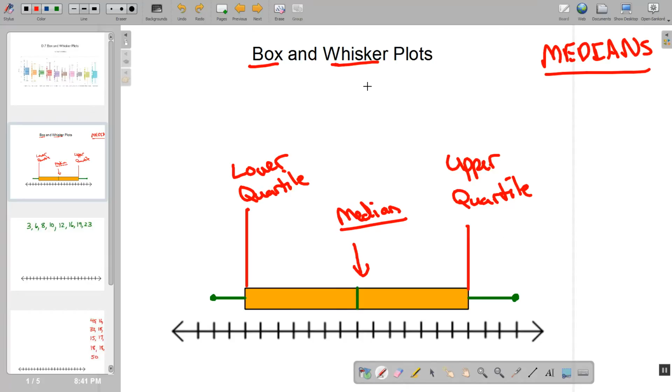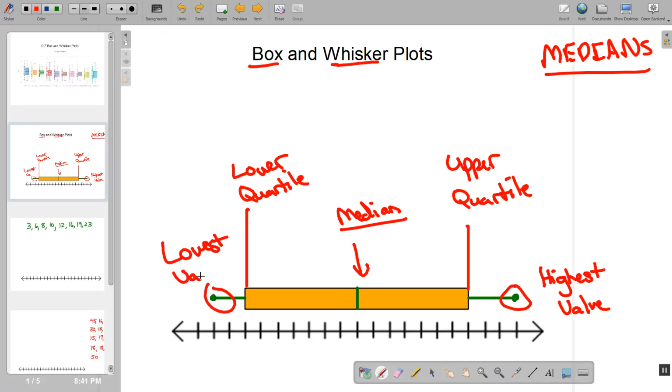The only other parts that we care about are the whiskers. This right here is the highest value in the set of data. This one over here is the lowest value in the set of data. So there's really 5 pieces of information you care about: the median for the whole set, the median for the upper set, the median for the lower set, and then the highest and lowest value.